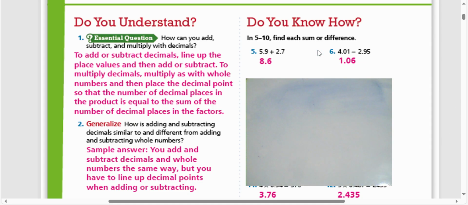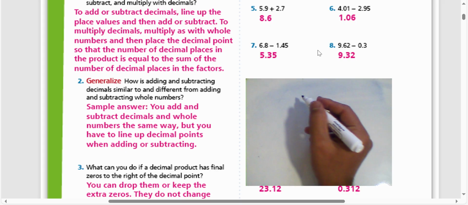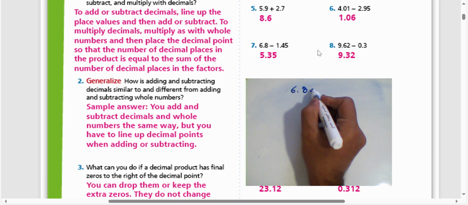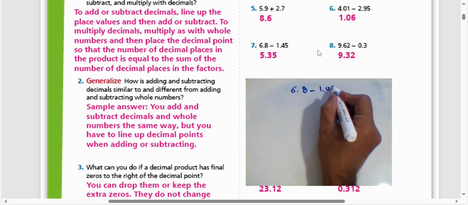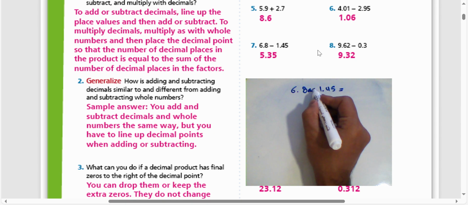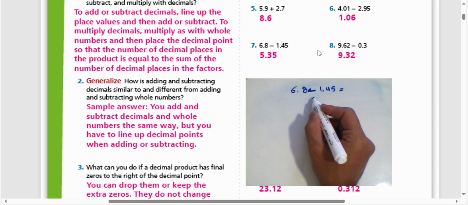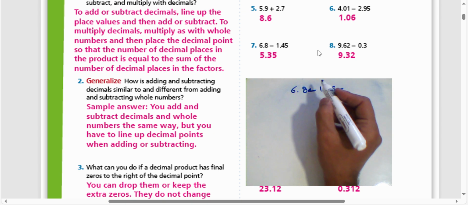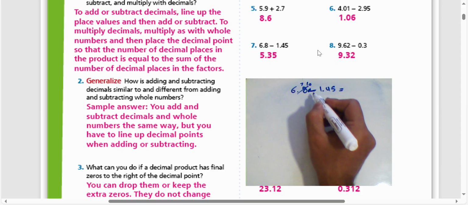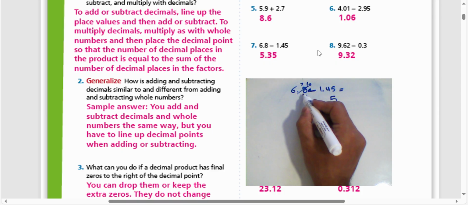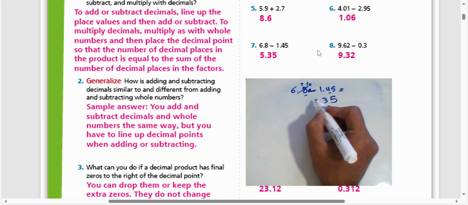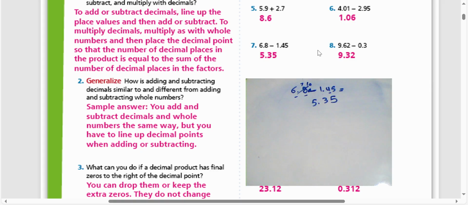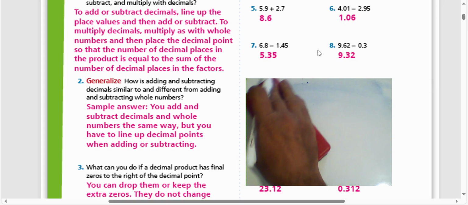Next question. What about 6 and 8/10 subtract by 1 and 45 hundredths? We must put 0 here to find the difference between two numbers. 0 minus 5 we can't do, so you must borrow 1 from 8, which will be 7, and 0 will be 10. 10 minus 5 will be 5, and 7 minus 4 equals 3, and then 6 minus 1 equals 5. The result will be 5 and 35 hundredths.